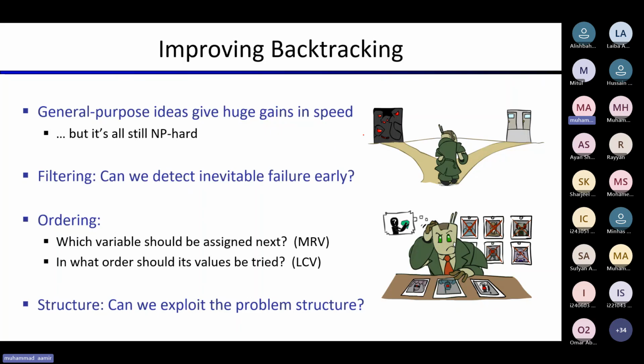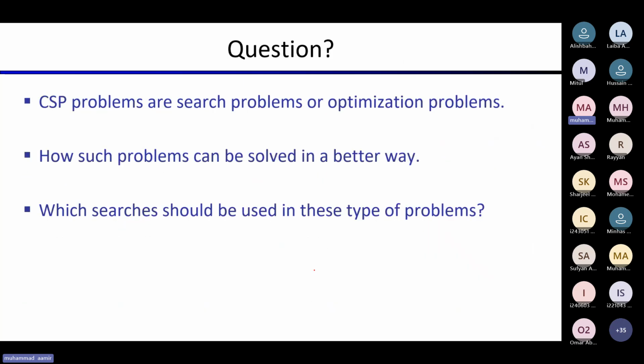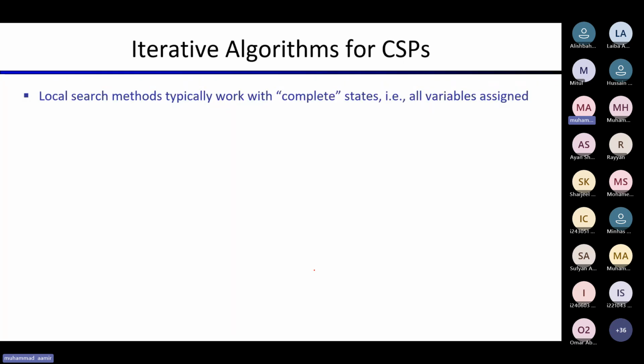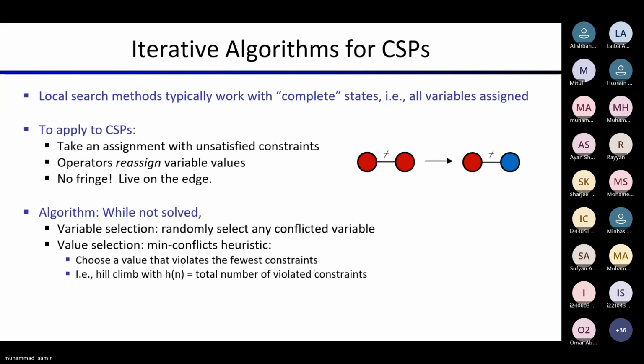All of this, the filtration and the ordering, all these techniques were to improve our backtracking search. In short form, we call minimum remaining values MRV, and least constraining value LCV. That's it. That's all related to CSPs.